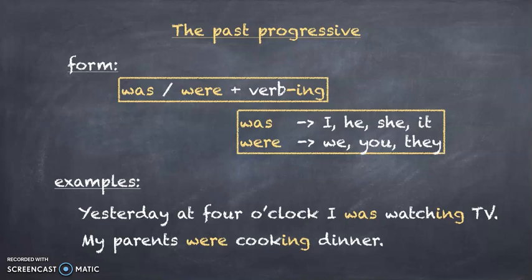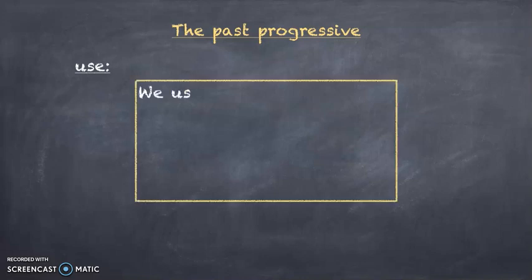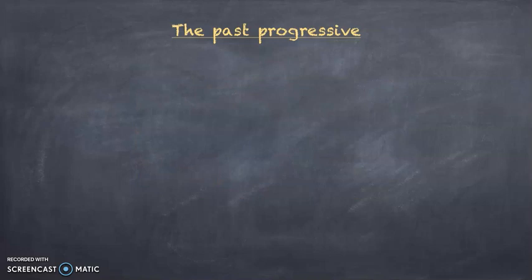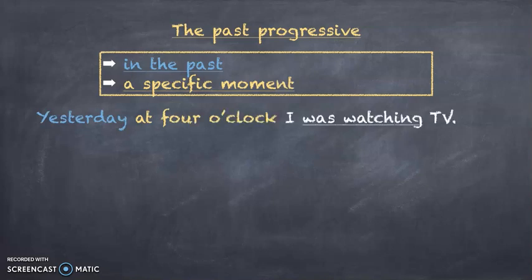When do we use the past progressive? We use the past progressive when we want to talk about something that happened at a specific moment in the past. What does that mean? Let's have a closer look. So, we are in the past and we need a specific moment. So, here are some examples.